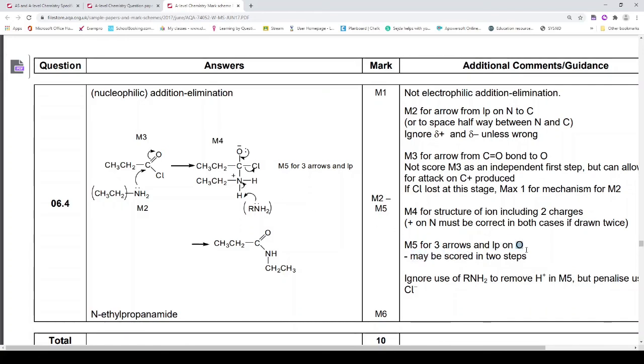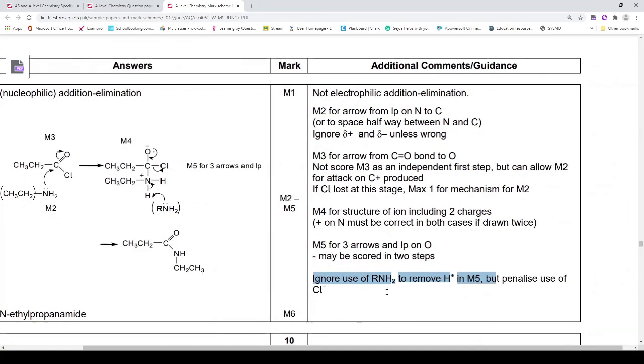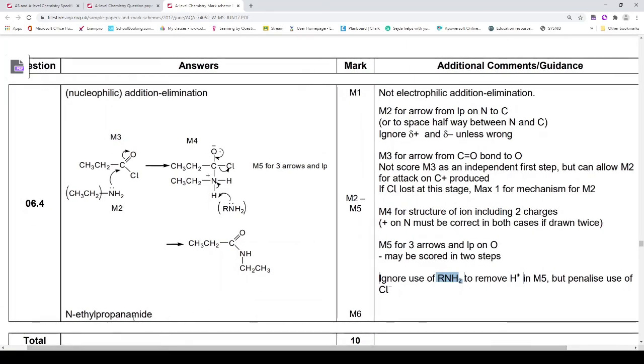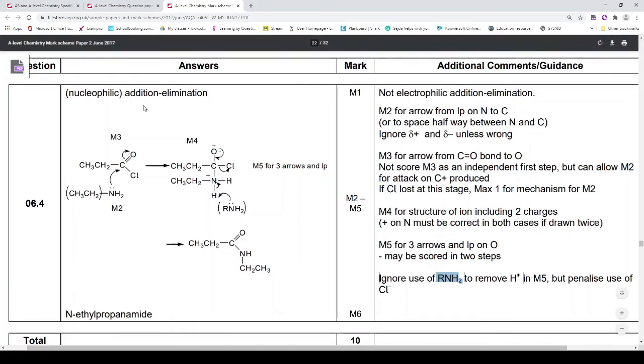So it says may be scored in 2 steps. So that's the way I normally break it down. It says ignore the use of the amine to remove it, but penalise the use of the chloride removing it. So do watch out for this, okay? Because you don't need to show this to remove it, but they will penalise it if you use the wrong thing, then I'd almost be tempted to leave it out, okay? And N-ethyl propanamide was the last mark of this. So 6 marks for this mechanism, including the name of the mechanism and the name of the product.